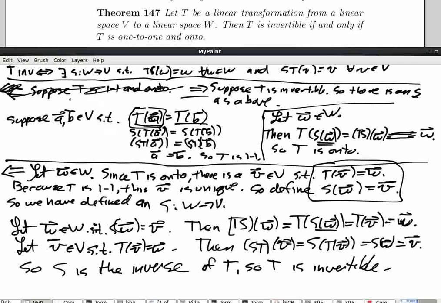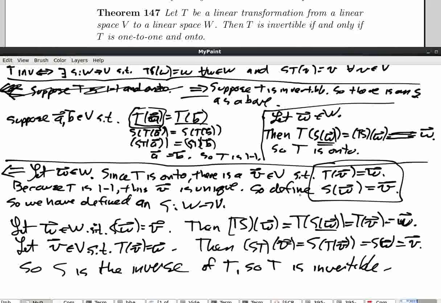So what have I done? If I assume that T is invertible, in other words, if I assume that there's this map S, then I automatically know that T is 1 to 1 and T is onto. On the other hand, if I assume that T is onto and T is 1 to 1, then I get that T is invertible. Oh, by the way, I should really specify, T is 1 to 1 allows this to be a function.